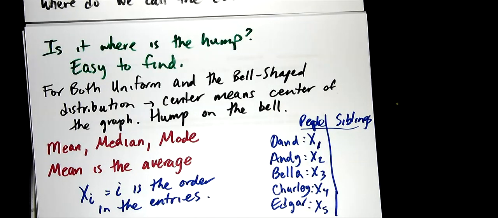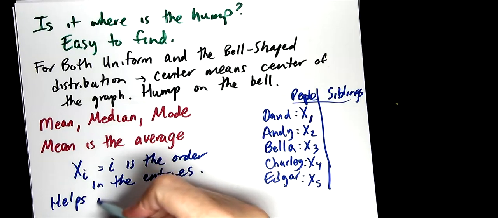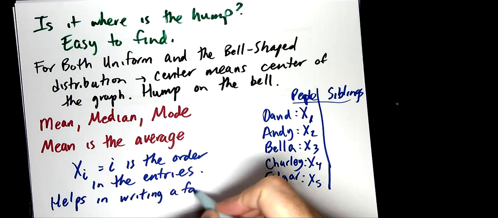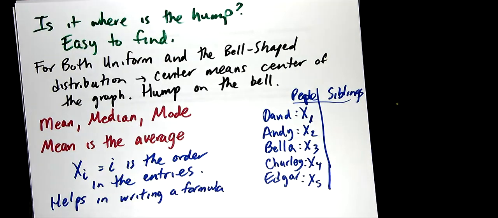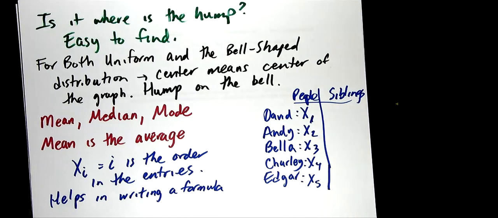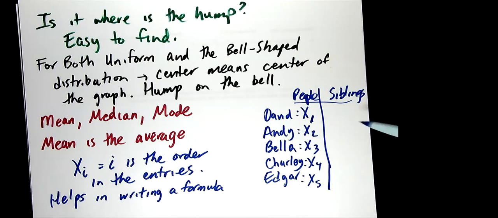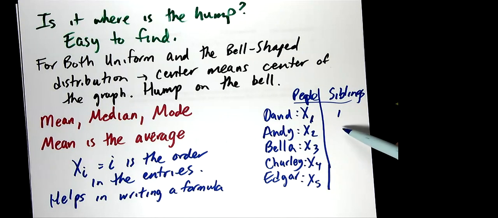It just helps in writing a formula, which we'll do in a second. David's got one sibling. Let's say Andy has 3, Bella's got 2, Charlie's got 2, Edgar's got 2.